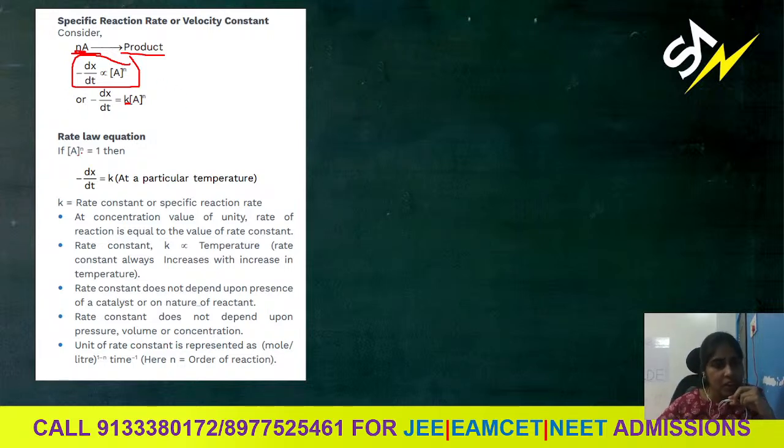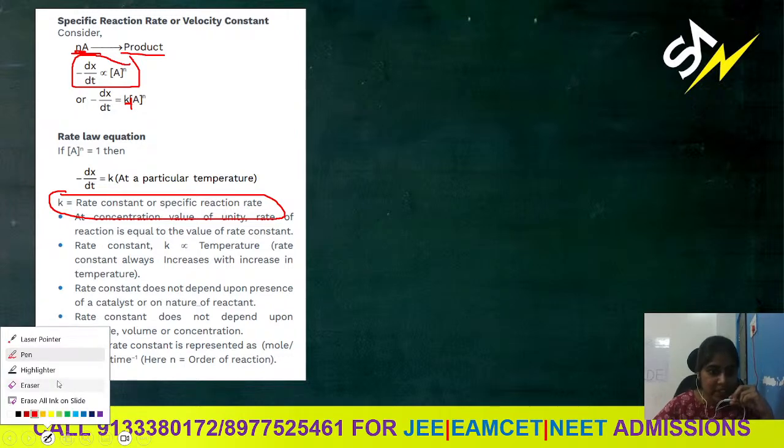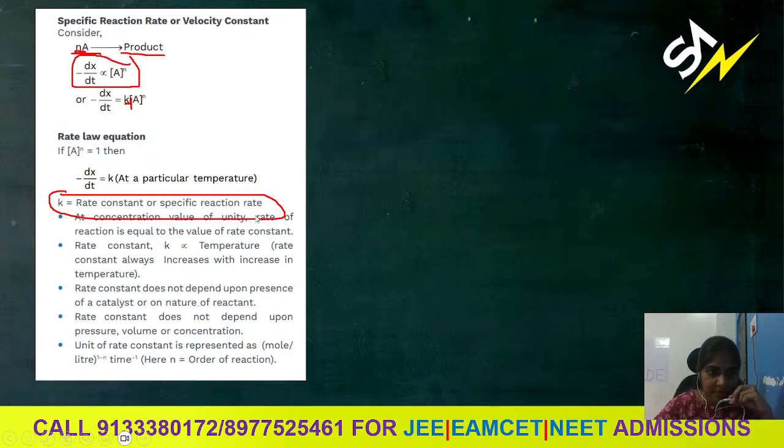So if the concentration of A to the power of n is equal to 1, it means the value of n will be 0, then this total term will be equal to 1, right? Then the change in the concentration with time will be equal to the rate constant. That defines the specific rate value. If the concentration is equal to unity, then the rate constant is defined as the rate of the reaction. That is exactly the definition of the specific rate of the reaction.